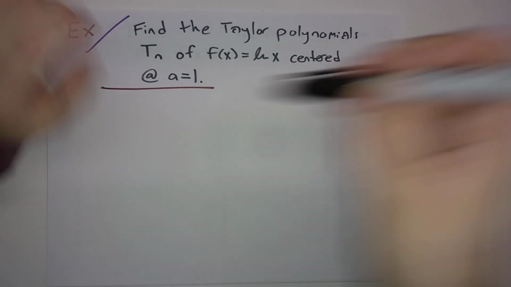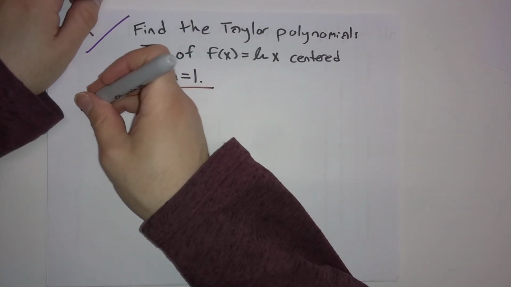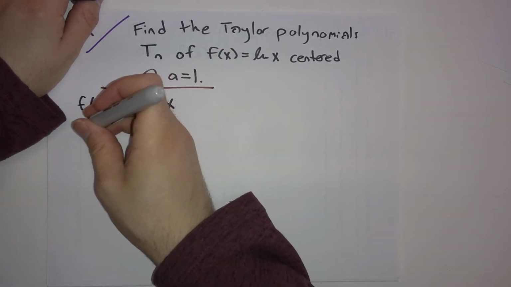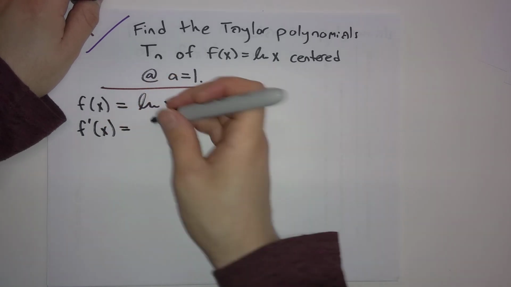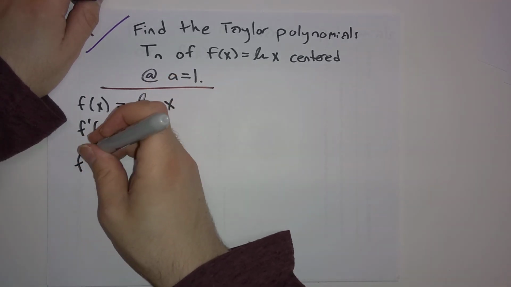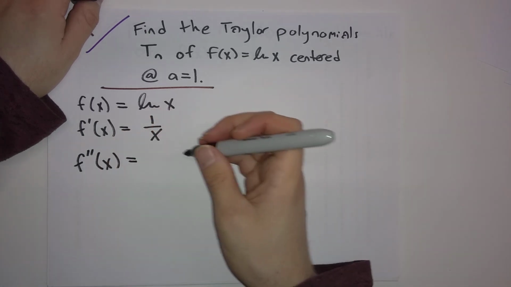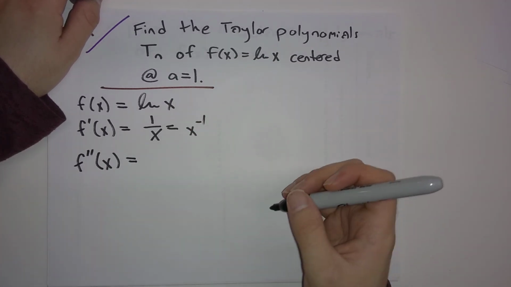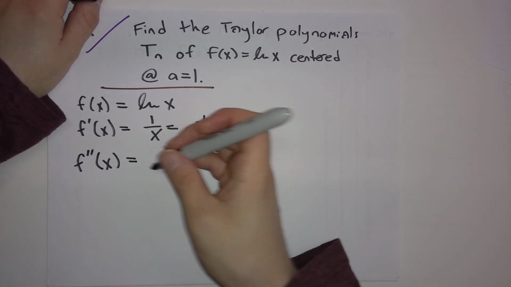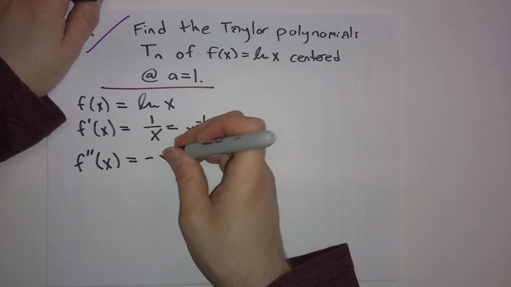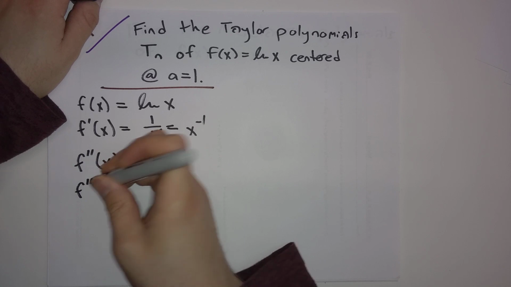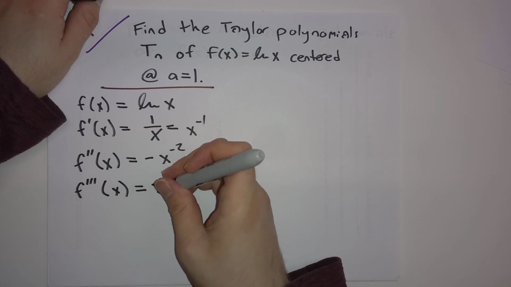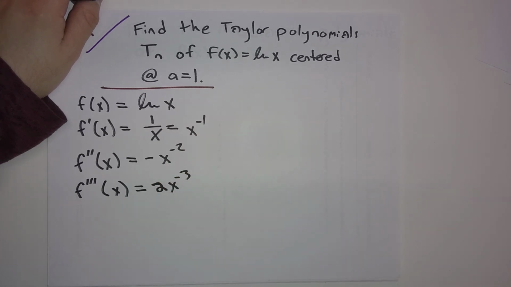So let's start calculating some derivatives and see if we can spot patterns. We'll start by writing down f of x is natural log of x. f prime of x is 1 over x. f double prime of x is, I'll rewrite it, it'll be a little bit more useful to write this as x to the minus 1, it'll be easier to take derivatives. So the second derivative is minus x to the minus 2. The third derivative is minus times minus 2, which is plus 2, x to the minus 3.